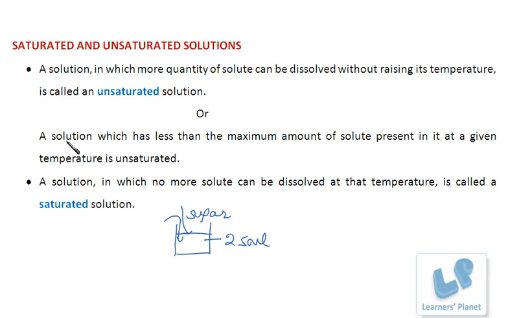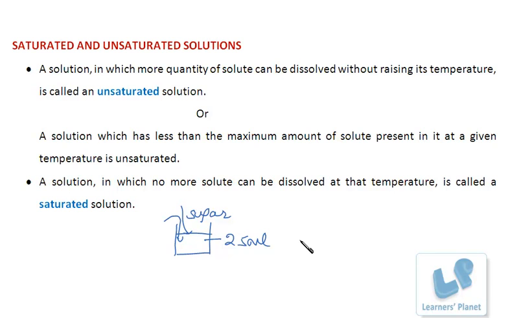Or it can also be defined as a solution which has less than the maximum amount of solute present in it at a given temperature is unsaturated. See, every solution has got a limit. I told you that you can't keep on dissolving sugar in a glass of water. There will be a level reached when no more sugar can be dissolved. So when no more sugar can be dissolved, that will form the saturated solution.